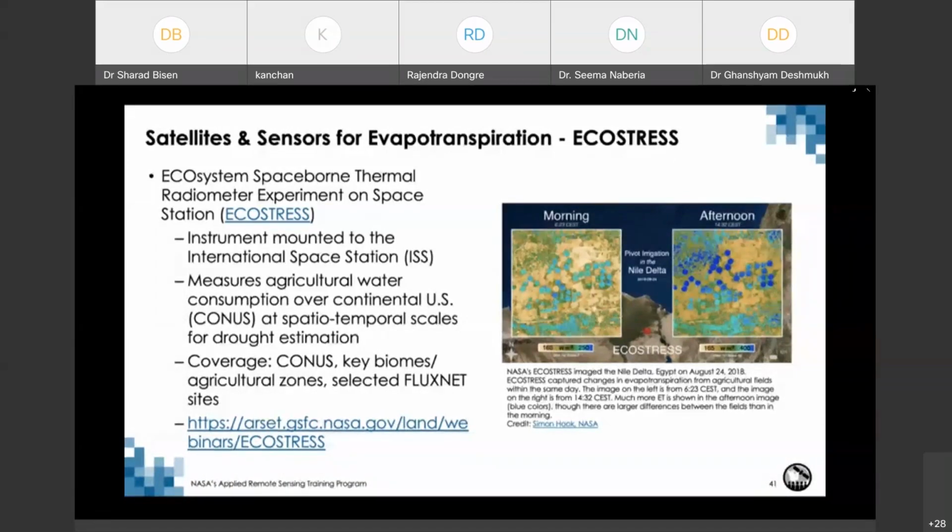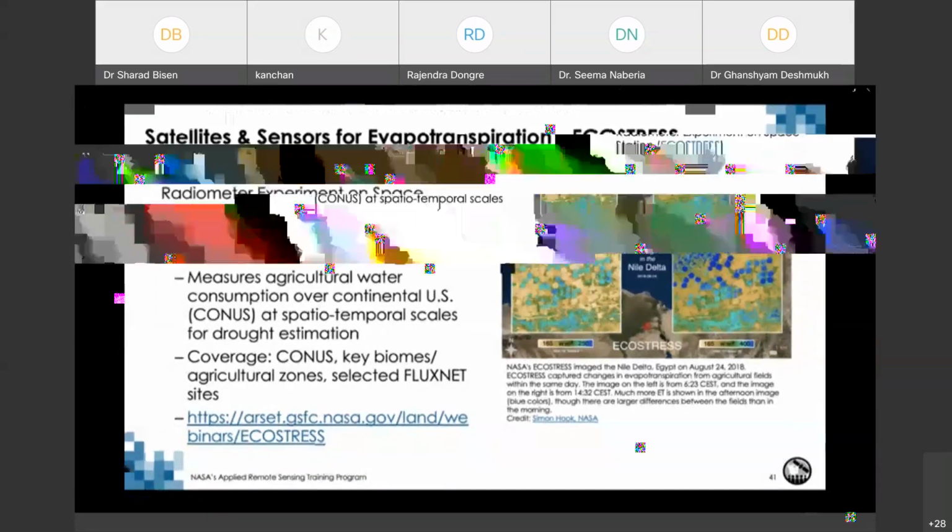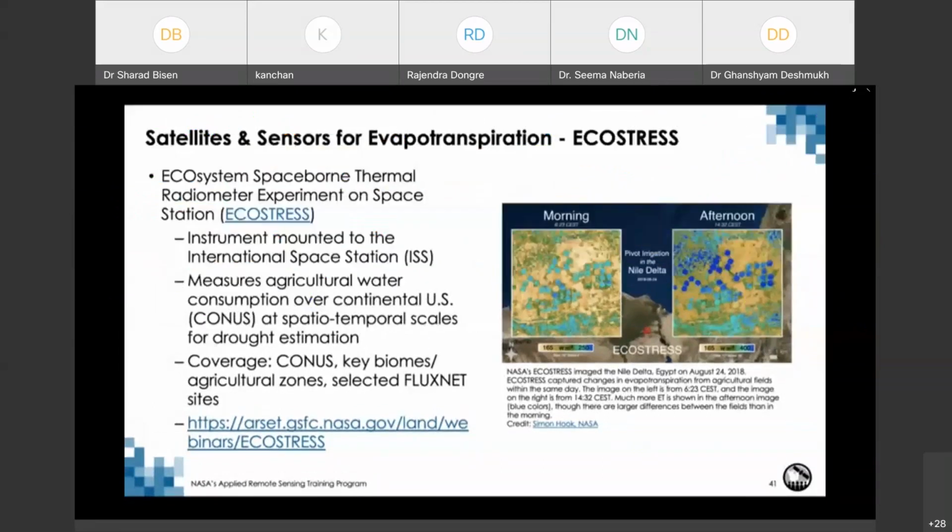ECOSTRESS addresses three overarching science questions. How is the terrestrial biosphere responding to changes in water availability? How do changes in diurnal vegetation water stress impact the global carbon cycle? And how can agricultural vulnerability be reduced through advanced monitoring of agricultural water consumptive use and improved drought estimation?